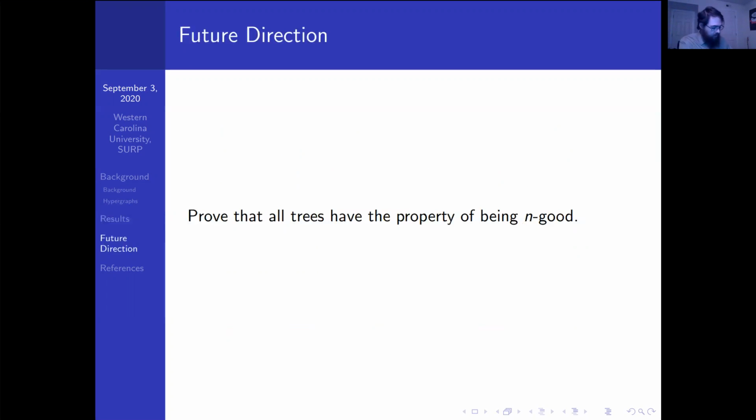Our future directions involve showing that all tree hypergraphs have this property of being good, and we hope to approach that soon, perhaps as a further development of this research.